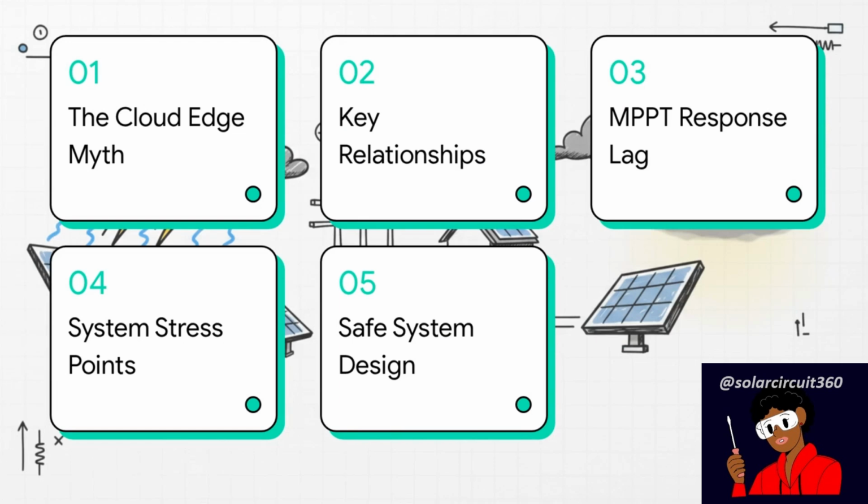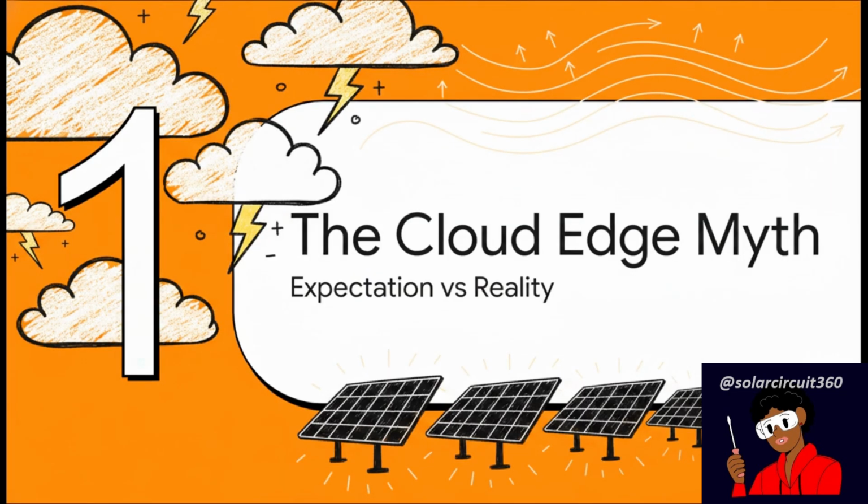So here's our agenda for today. First, we'll cover the cloud edge myth. 2, key electrical relationships. 3, MPPT dynamic response lag. 4, invisible system stress points. And finally 5, safe system design. All right, part 1, the cloud edge myth.